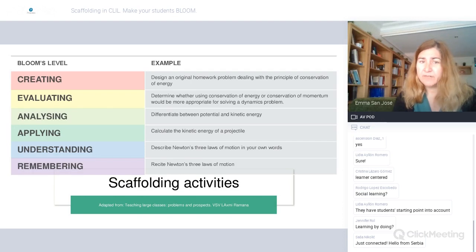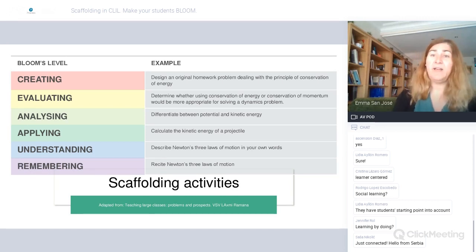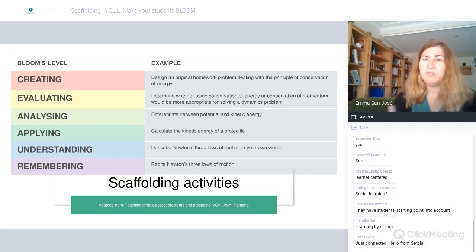Now we have to show that we have understood them. We have to describe the three laws of motion in your own words, which means I cannot have learned them by heart and repeat them. Now I have to change words. I have to start saying, okay, I know what I'm saying. Let me put it in a different way, right?